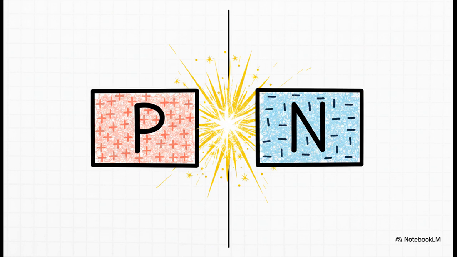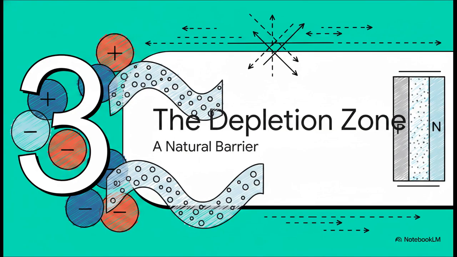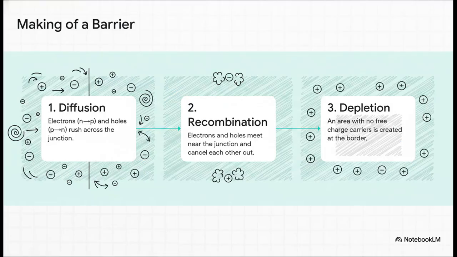But the real magic? That happens the very instant they're joined together. Right at that interface, that border between the P-type and the N-type, a chain reaction kicks off that creates something amazing. This whole process creates this crucial feature, a natural built-in barrier. We call it the depletion zone. So let's break down exactly how it forms. And it happens, boom, almost instantly, in three main steps.